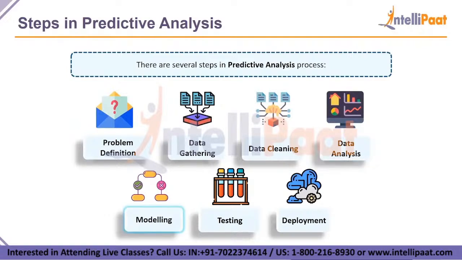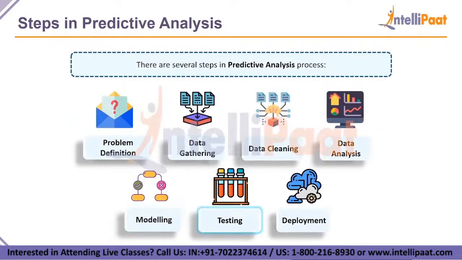Then comes data modeling. Modeling is basically when we train the model using the data that we have gathered, cleaned, and analyzed. Using data modeling, we basically just take the data and we create a machine learning model using the pre-existing algorithms that we have.